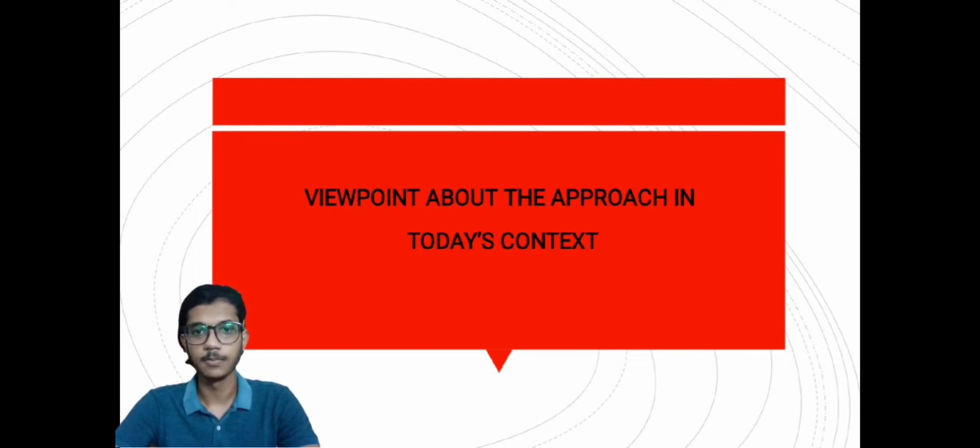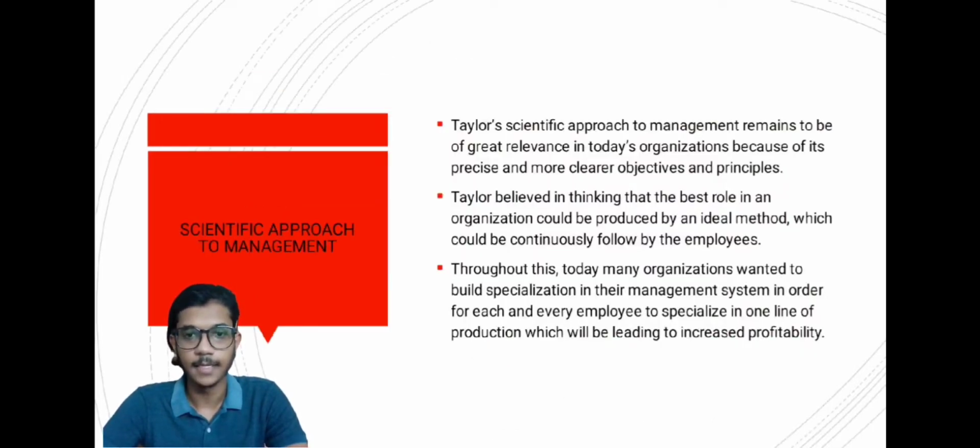Today I'll be presenting the viewpoint about the approach in today's context based on our research, which is the scientific approach to management. Firstly, Taylor's scientific approach to management remains of great relevance in today's organizations because of its precise and clearer objectives and principles.